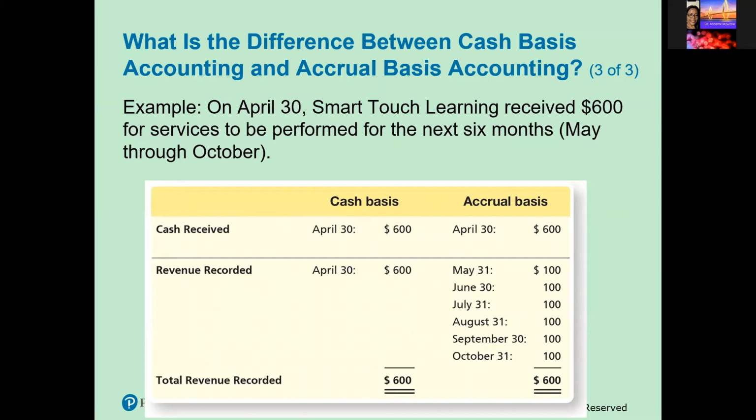Okay, so under both methods, the cash basis and the accrual basis, the total amount of revenue and expense recorded on October 31st would be the same. The total amount of revenues and the total amount of expenses recorded will be the same amount on October 30th. However, the major difference between the cash basis accounting system and the accrual basis accounting system is the timing of recording the revenue or expense.